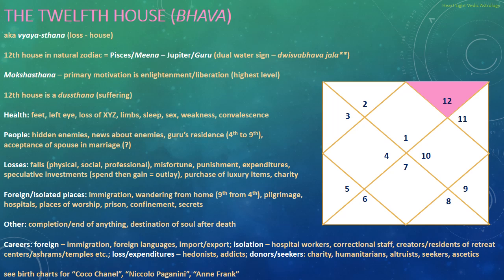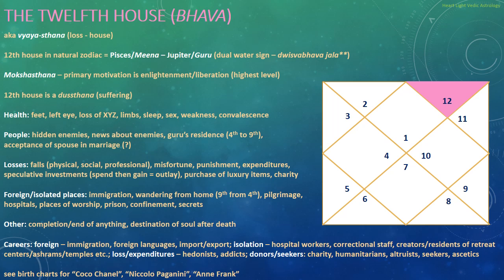The 12th house in the natural zodiac. So the natural zodiac is where you take the first constellation of Aries or Mesha, and you put it in the first house. And that's what I have on the right here. So the rising sign is the top diamond in the middle there. It has a little one in the bottom corner. That little one is not because it's the first house. That little one means that the first constellation of Aries or Mesha is in the first house.